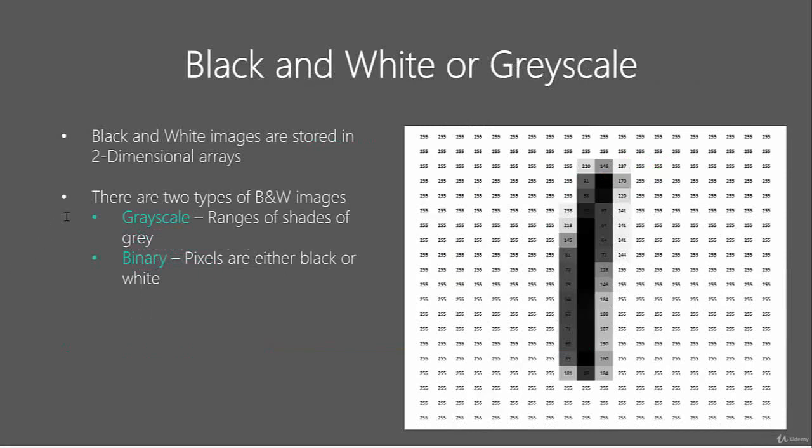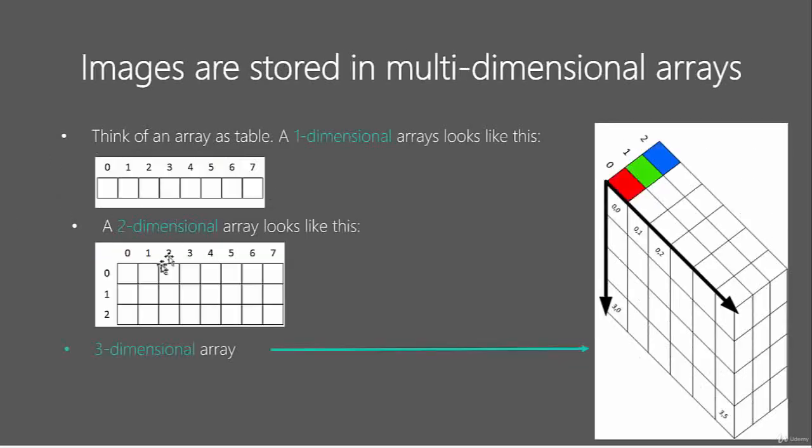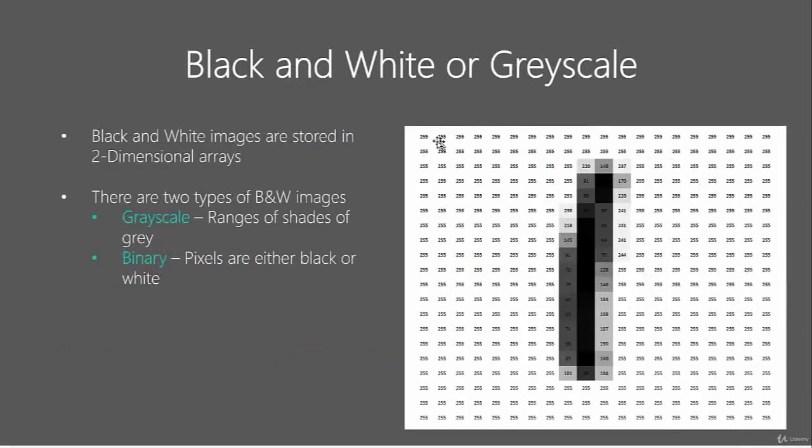So what about black and white or grayscale images? Now these are actually simpler. These don't have a third dimension. In fact, they're just stored in a two-dimensional array. So instead of having multiple layers, we just have a single layer like this. And with each coordinate position, there's a value associated with it. And that value in a grayscale image basically represents shades of gray. And there are 256 shades, not 50.